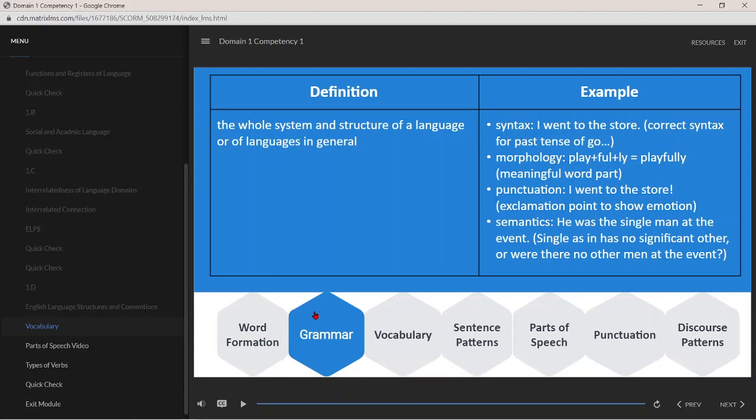Punctuation, I went to the store! The exclamation point shows emotion. Semantics. He was the single man at the event. Single as in has no significant other, or were there no other men at the event.